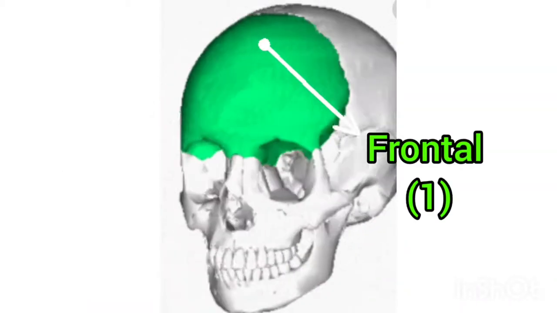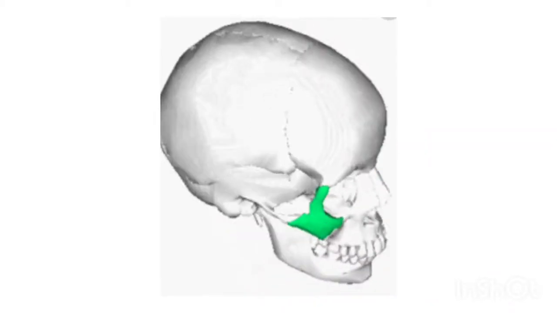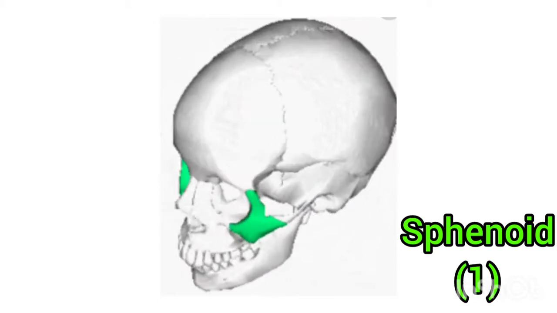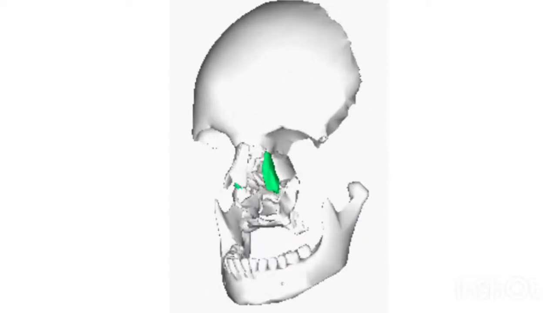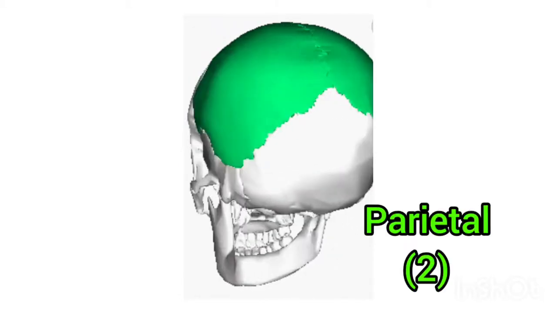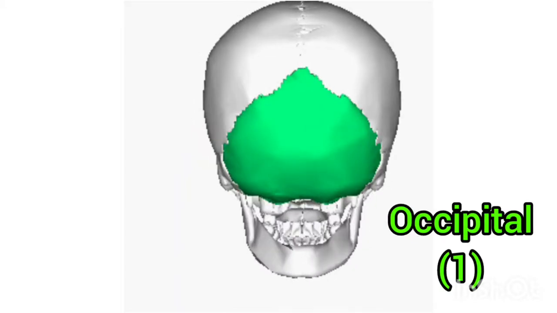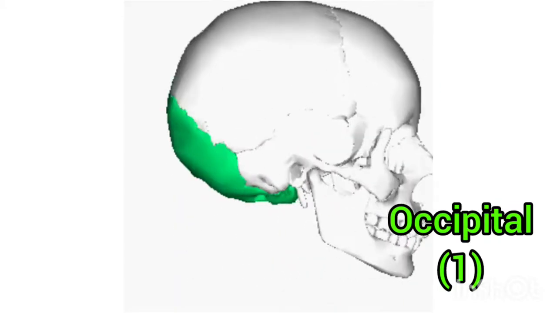First, frontal, it is 1. Temporal, it is 2. Then sphenoid, it is 1. Ethmoid, it is 1. Then the parietal, it is 2. Then occipital, it is 1. That's all, friends.